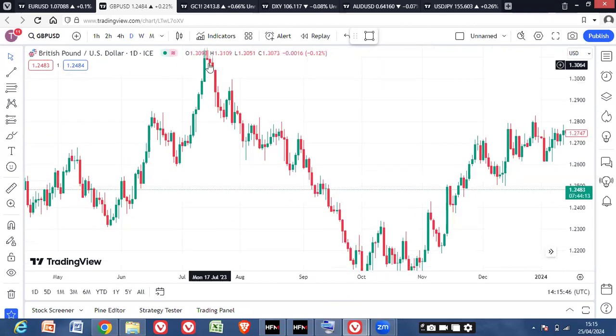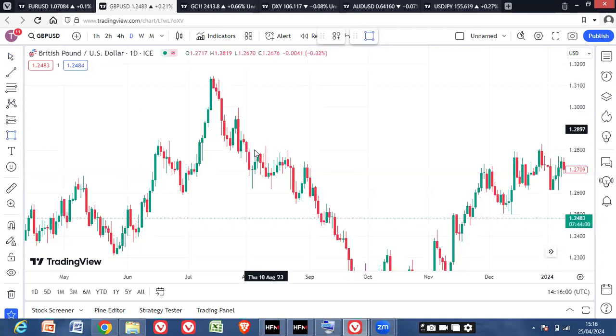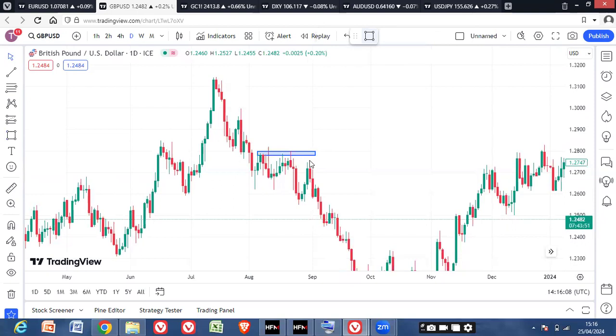Now from here, we see that the market started creating lower low, coming down, lower low, lower high, lower low, lower high. This is an example of a sideways movement. Yes, you can call this a sideways movement, a sideways trend.